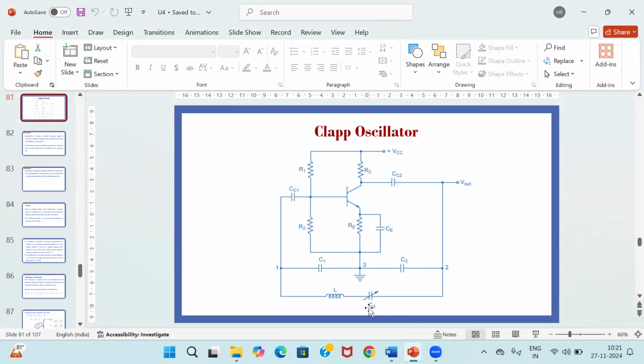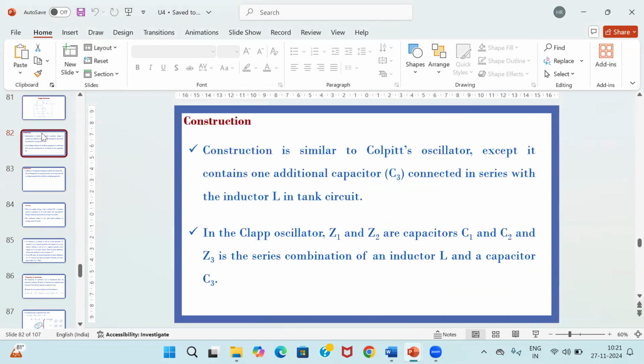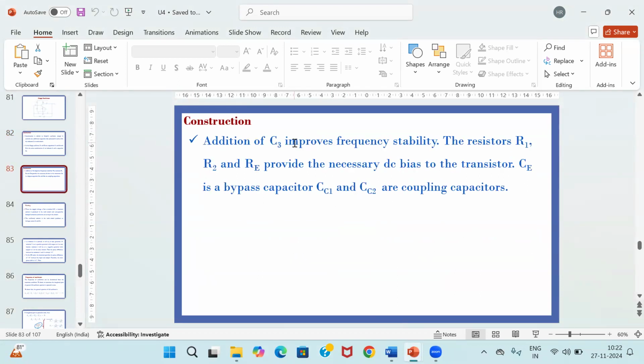Now the Clapp oscillator is formed along with the inductor L, a series capacitor C3, which is used mainly for frequency stability. That is the major advantage of using one more series capacitor along with the inductor. In the Clapp oscillator, Z1 and Z2 are the capacitors C1, C2, and Z3 is the series combination of inductor L and capacitor C3. So the addition of C3 improves only the frequency stability.